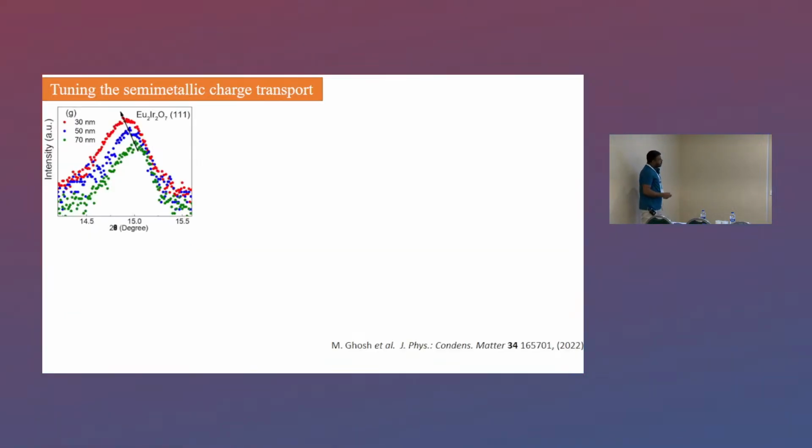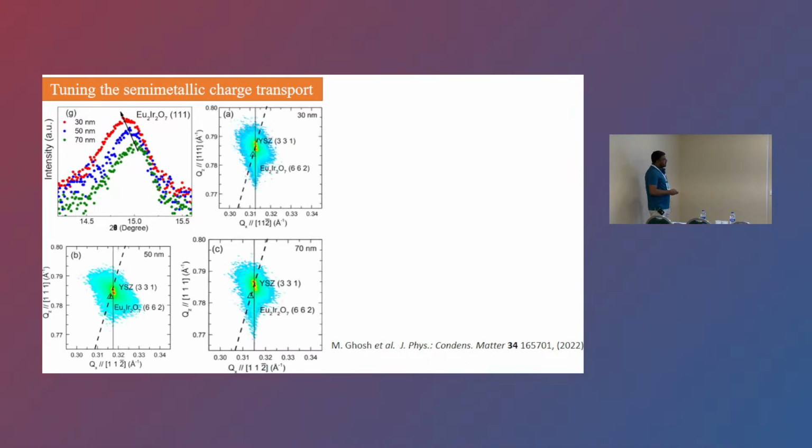So what we did, we went through samples of different thickness, like 30 nanometer, 50 and 70. We saw that the XRD peak is shifting towards the left. That means the lattice parameter is increasing as we go to lower thickness samples. So the lattice parameter can change due to two reasons. Either it can be a systematic change in the strain or a systematic change in the lattice parameter.